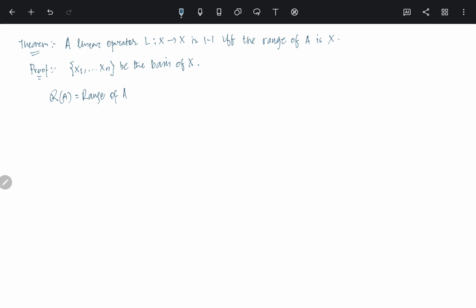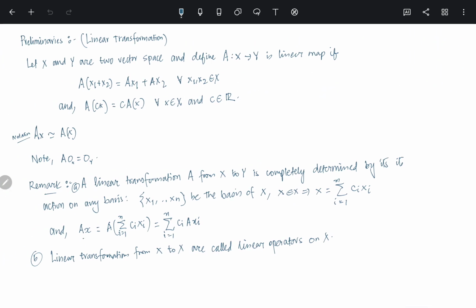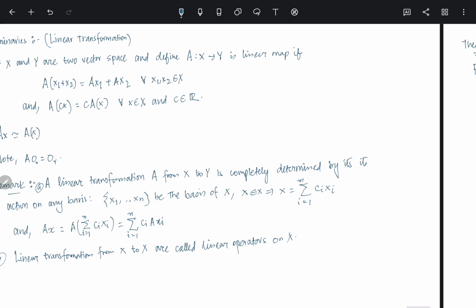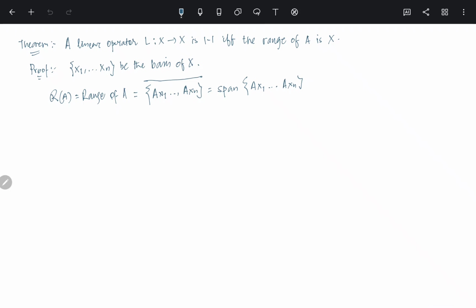How can you write the range of A? This is nothing but the span of these elements. This can be written as the span of Ax1 to Axn, the span of these vectors. You remember, from the last slide you can see that any Ax can be written like this. So if you start with an element of the range of A, which is Ax, then you can write it as a linear combination of the Axi's. So you can write it like this.